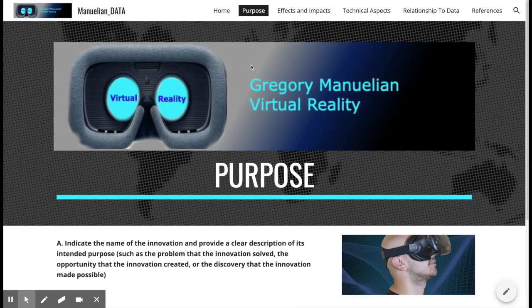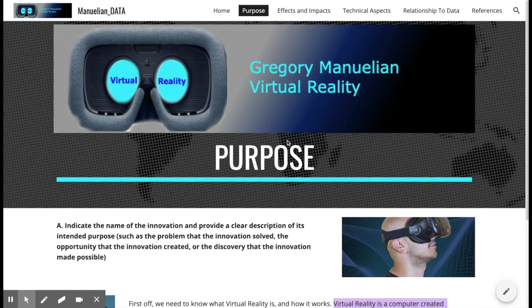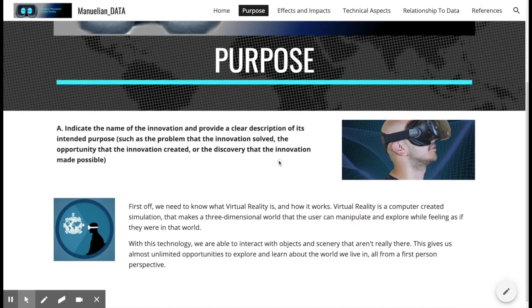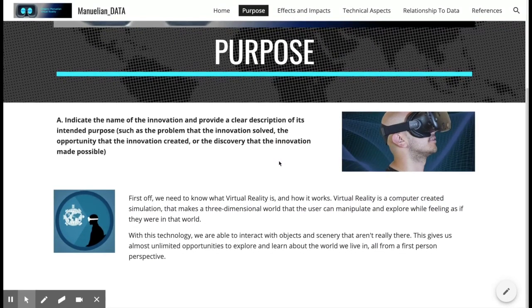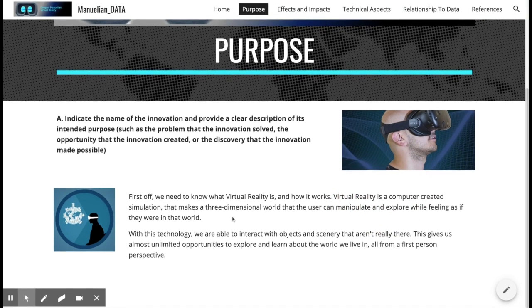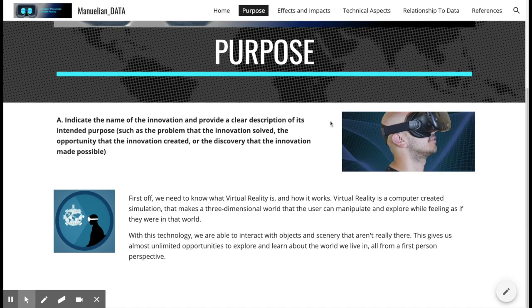The first page on my website is called the Purpose page. The Purpose page is here to give readers a basic understanding of what they are going to see in the rest of the website. Over here, it states that virtual reality is a computer-created simulation. What this basically means is that the user will put on the headset, and with whatever program they decide to use, the headset will manipulate the mind to make it believe that they're actually in the world, experiencing everything that is going on in a first-person perspective.